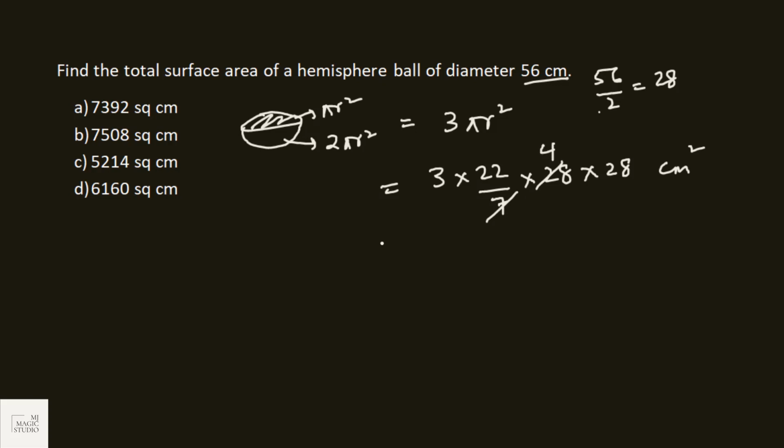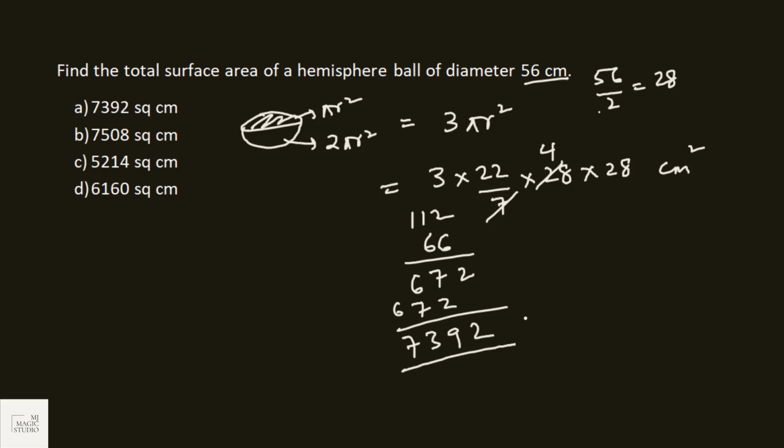It goes 4 times. So we have 66 into 56, 112. Yes, 32, 38. 612, 176, 672. So this will give 7392. 7392 square centimeter is what we have in option A. Remember, we don't have any on-screen calculator, so we need to do calculation by ourselves only.